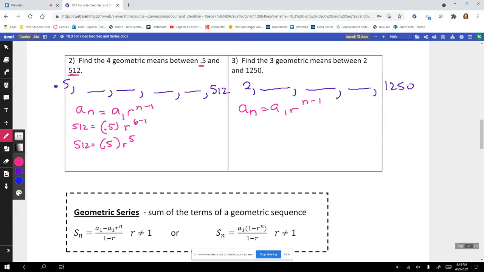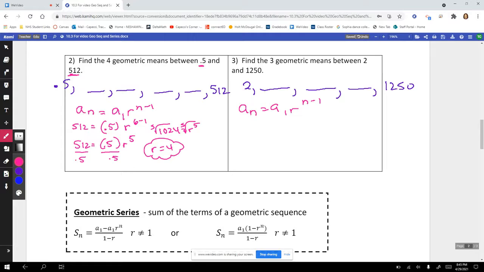Okay, so in order to find the values, we need to know our common ratio. So we need to solve for r. I'm going to divide both sides by 0.5. And I have 1024 is equal to r to the 5th. Take the 5th root of both, and r is equal to 4.